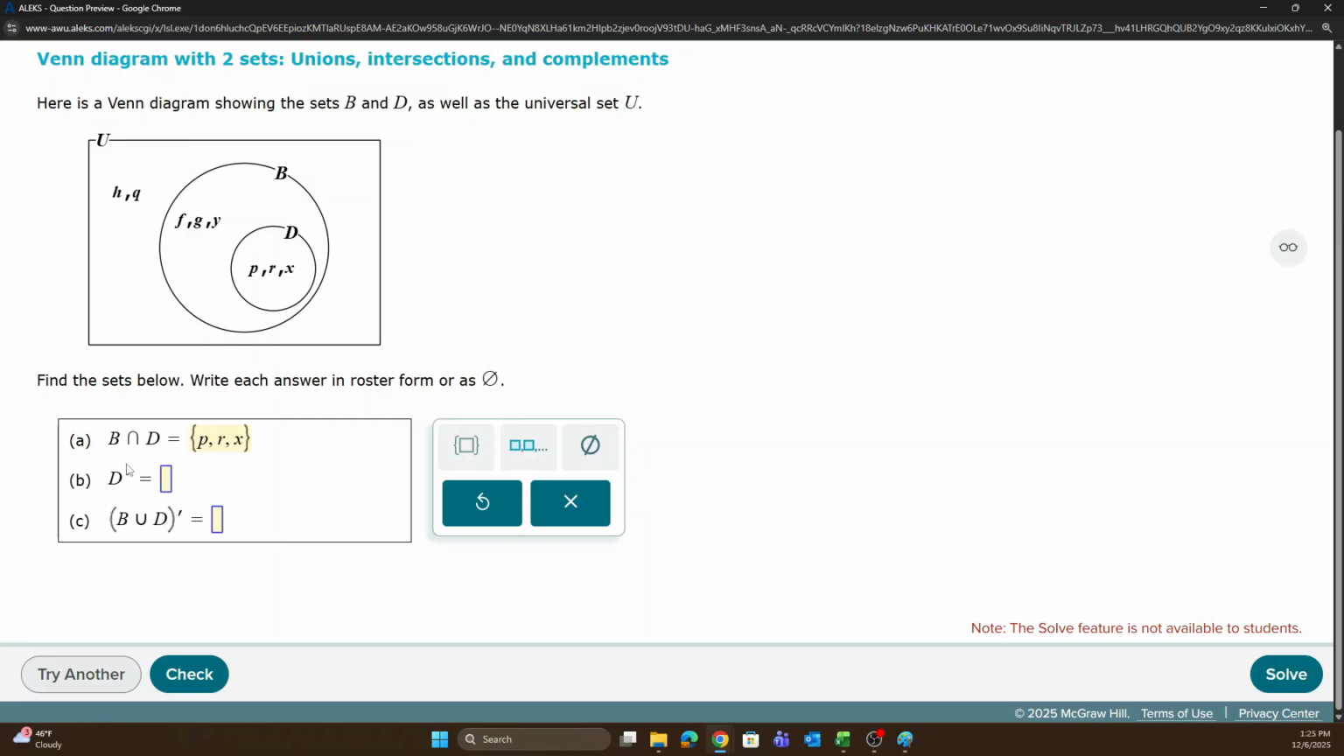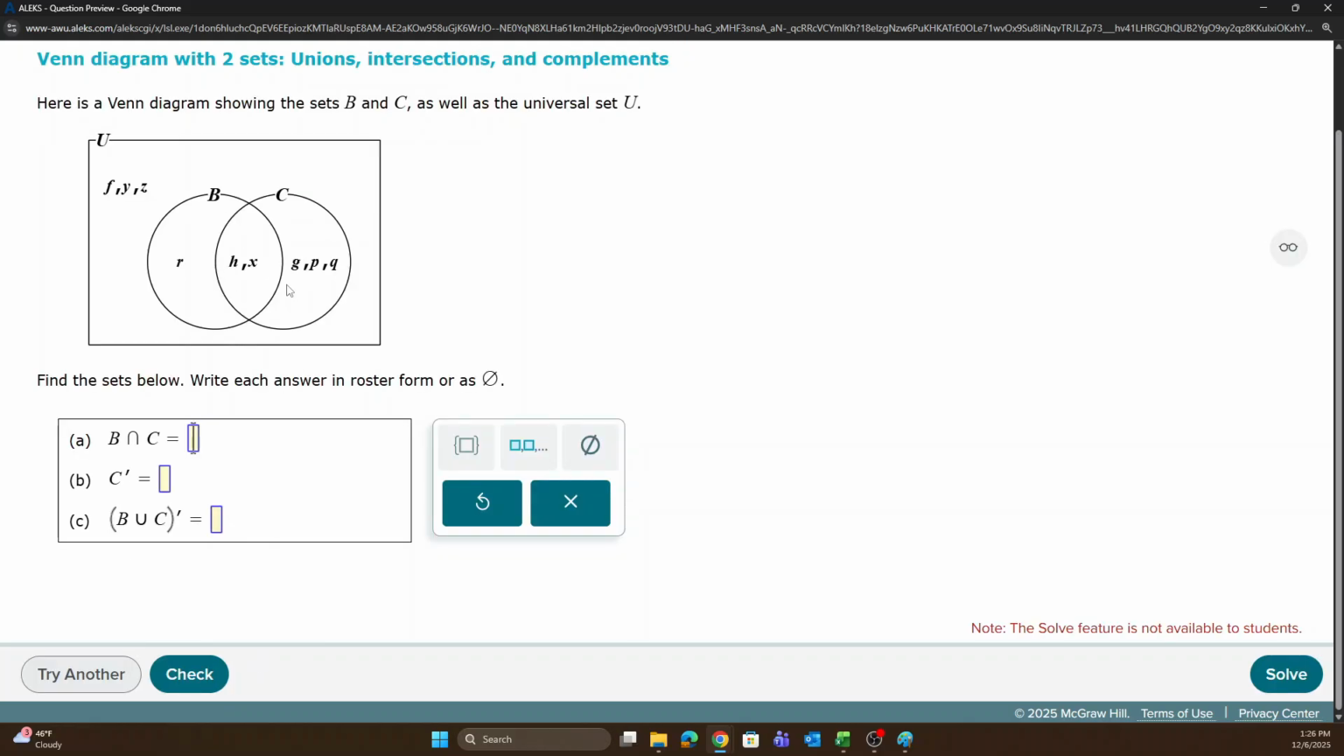D complement is everything outside of D. So that's going to be H, Q, F, G, and Y. Now here we're looking at the union of B and D is really just B. So B union D, the complement of that is just the things that are outside of B, which is just H and Q.